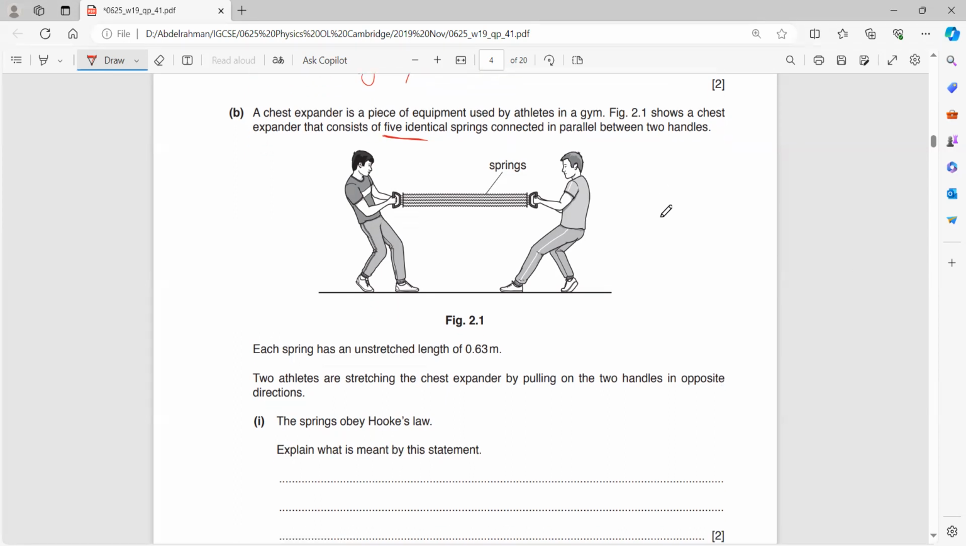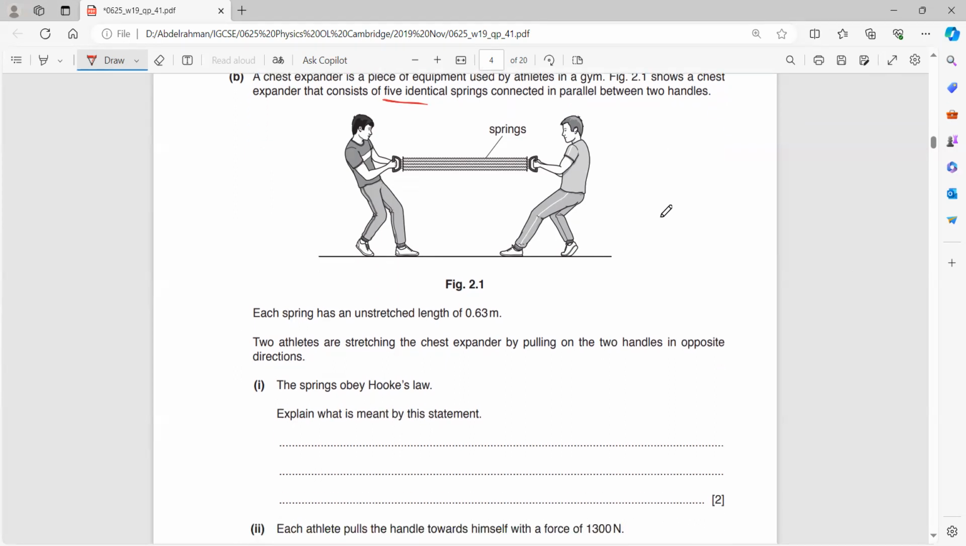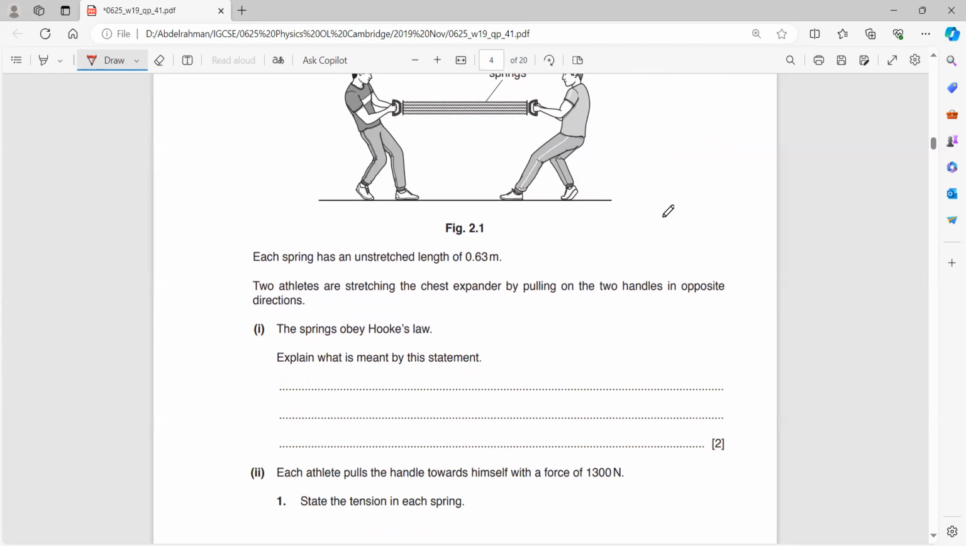طيب 5 identical springs. Each spring has an unstretched length. Explain what is meant by this statement. What is meant by Hooke's law? Can someone remind me? What does Hooke's law mean? يلا فكروني كده يلا. Revision. What does Hooke's law mean?